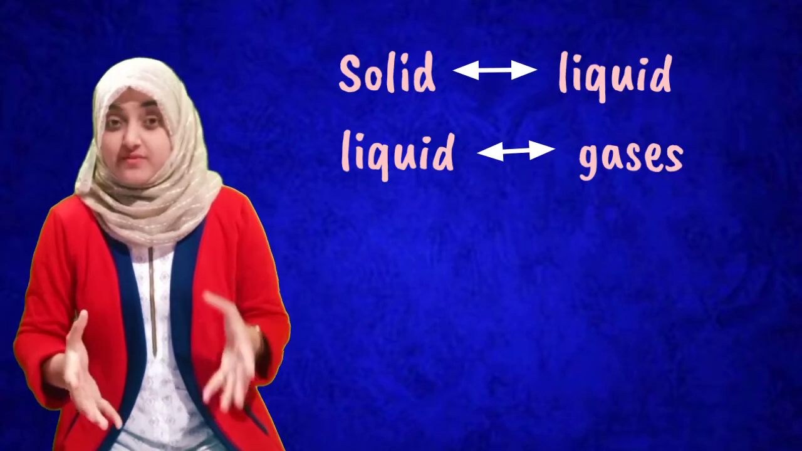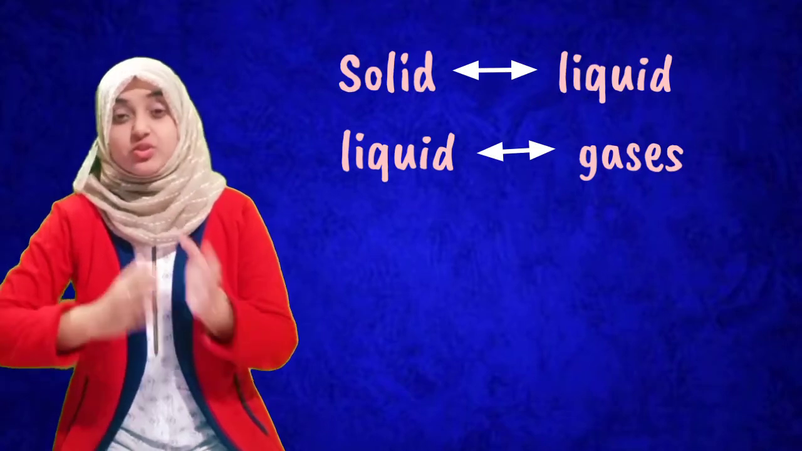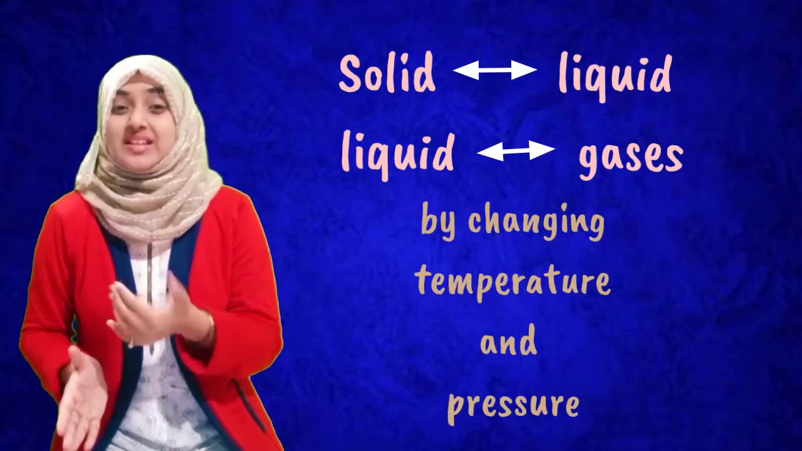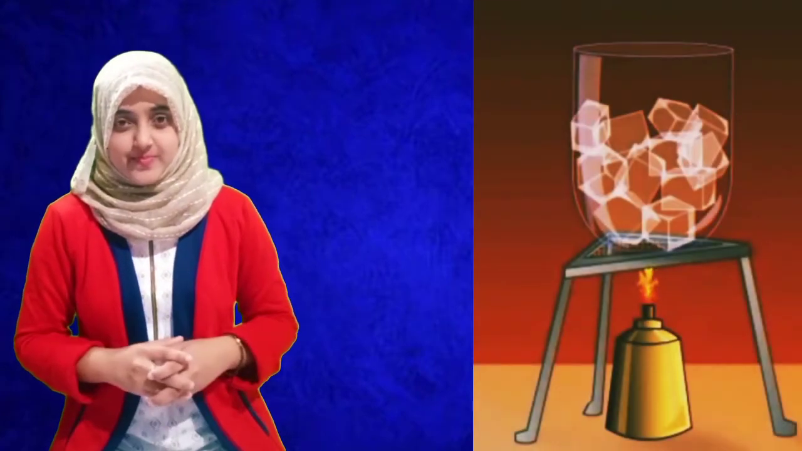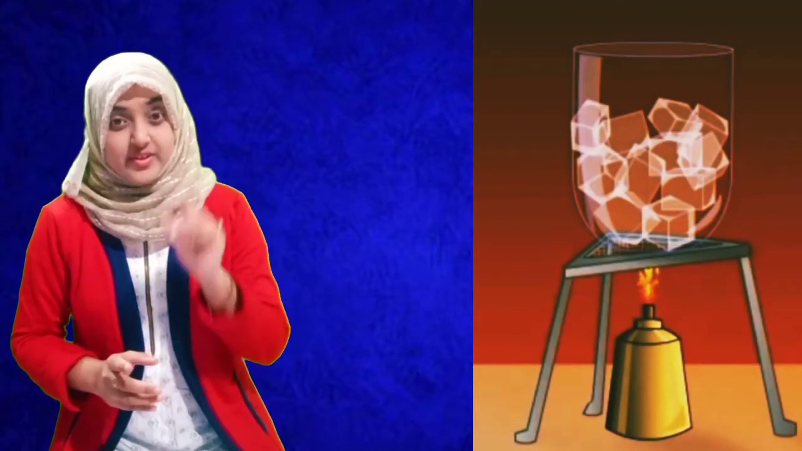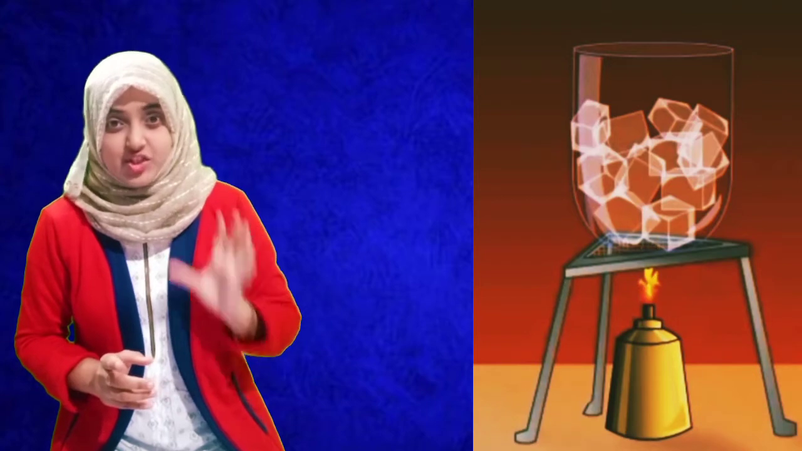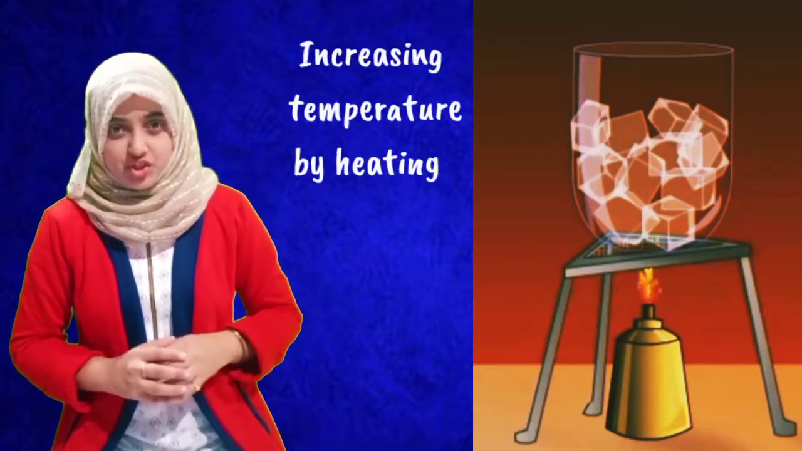However, the matter can be changed or converted from one state to the other by changing the conditions such as the temperature and pressure. Let us understand it with an example. For that, we will take ice cubes in a beaker and start heating it. So by heating, we are actually changing the conditions. We are increasing the temperature.